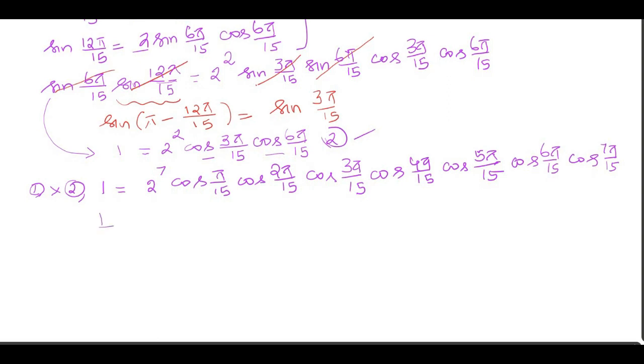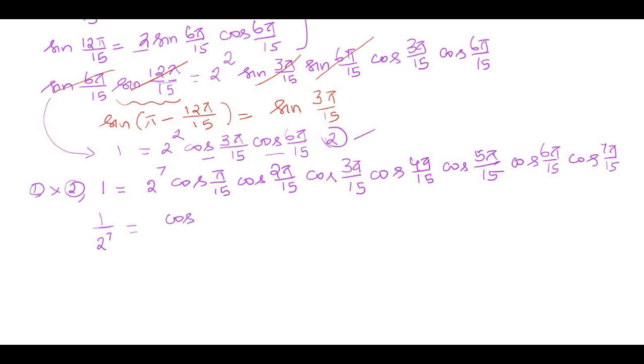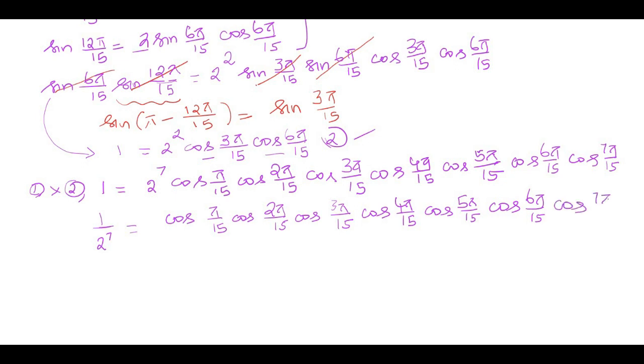So we can write this as 1 by 2 power 7 is equal to cos pi by 15, cos 2 pi by 15, cos, so we are considering the product here, okay, cos 3 pi by 15, cos 4 pi by 15, cos 5 pi by 15, cos 6 pi by 15, cos 7 pi by 15.